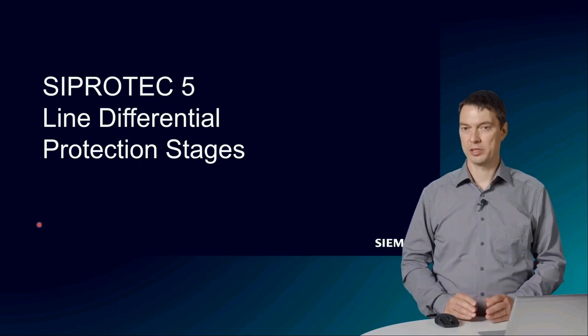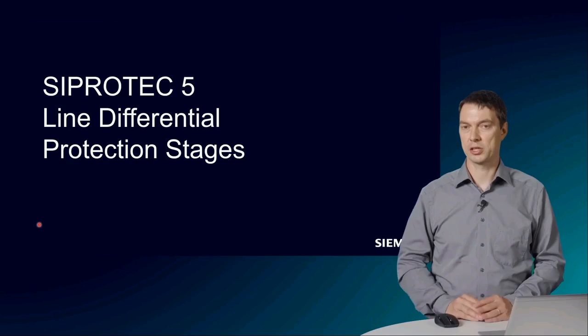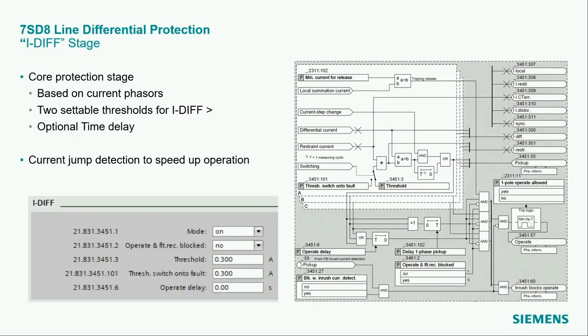The last part of this presentation is about SIPROTEC 5 line differential protection stages. First, look at the logic diagram for the core protection stage EDIF. As already presented, the EDIF stage works with the full cycle current phasors. The differential current as well as the restraining current are calculated and evaluated.